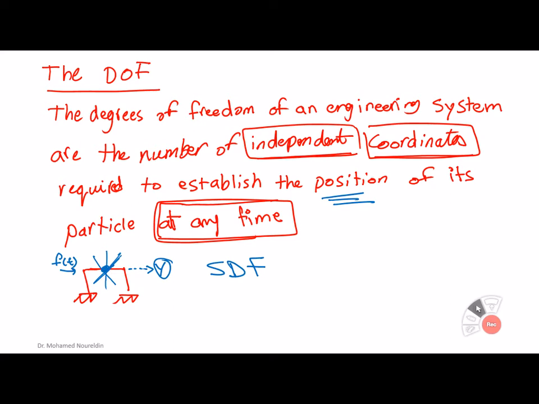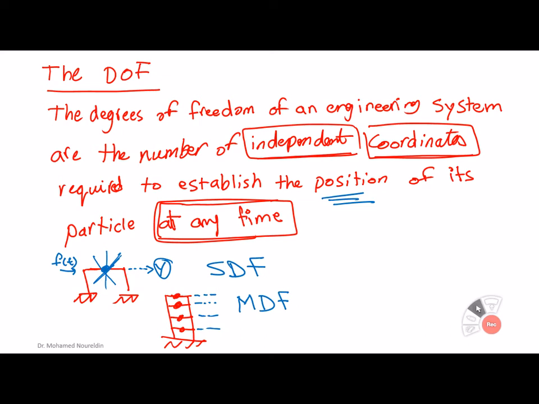Well, what if we have another system, but it has multi-stories? We have multi-masses here. This means that our system needs multiple axes in order to describe the motion of its particles and the masses of the system, right? So in this case, we are going to call this multi-degree of freedom, MDF, multi-degree of freedom system.